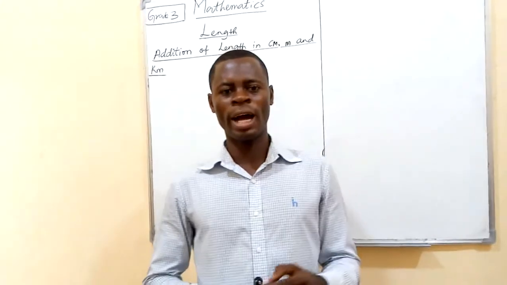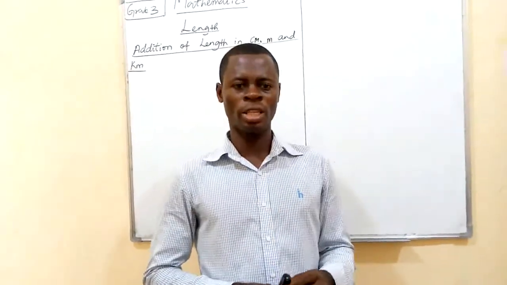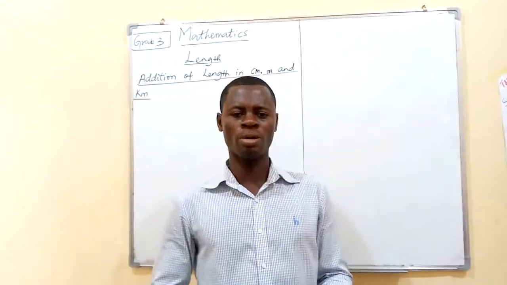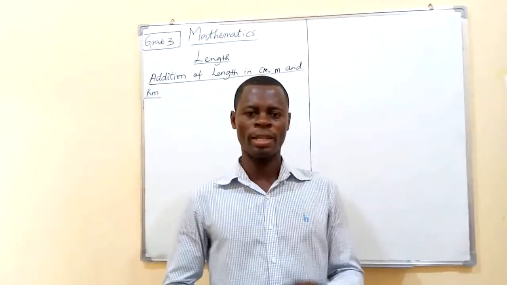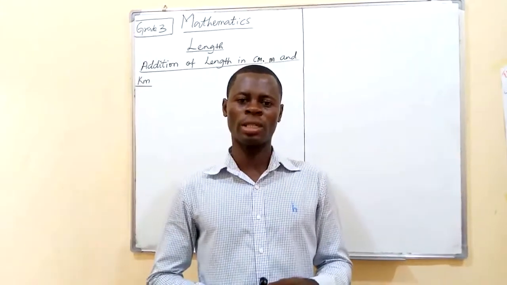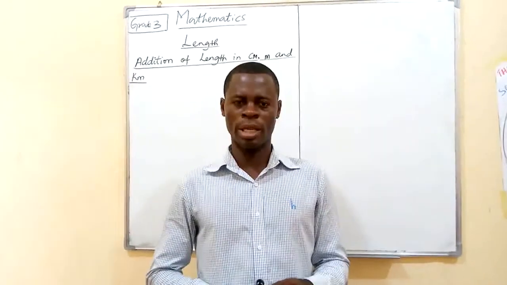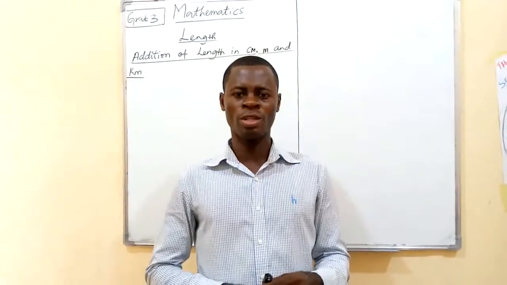We also looked at conversion of units, where we noted the relationship that existed between the units, where we have 1 meter equals 100 centimeters, or 1 m equals 100 cm. And also we looked at 1,000 meters equals 1 kilometer, which we used in our conversion of units.